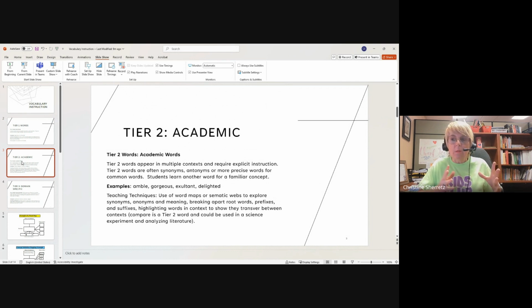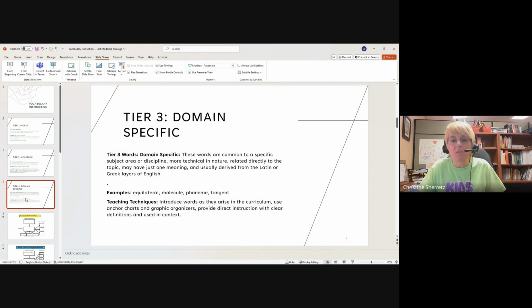Many times they replace more of a common word. Some teaching techniques, oh, and I also want to say with academic words, they're going to come in multiple contexts, okay? So you might want to use word maps or semantic maps, which if you don't know what that is, I'm going to show you. You might want to show how these words are used in different contexts. So that will be something. For example, I had the word compare. Compare could be used in science and it could be used in literature.